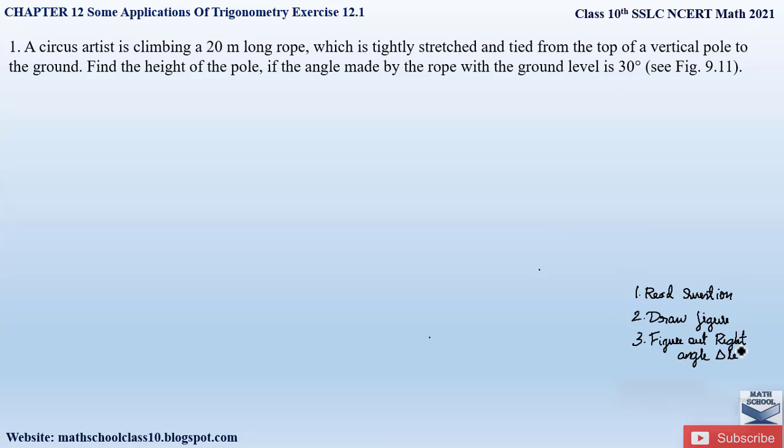Then after figuring out the right angle triangle, obviously they would have given you one angle and one side, and you have to determine any one of the other sides, or you have to find out the height, that is the perpendicular side, or you have to find out the base in the given right angle triangle. So therefore, to find out one of the sides of a right angle triangle, we are going to use the trigonometric ratios and we will find out the required side of the triangle. So the fourth step is apply trigonometric ratios, right?